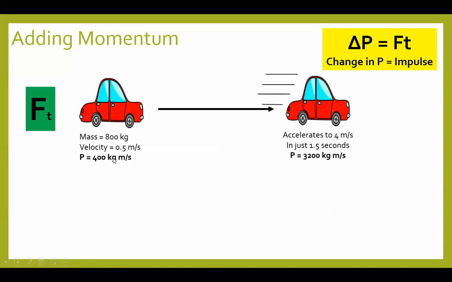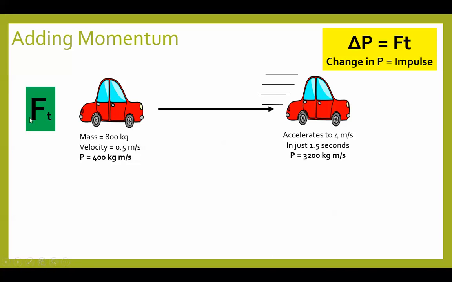And we're going to say that the car speeds up to 4 meters per second. And it does it in just a second and a half. That's pretty quick. So we're going to go from a half to 4 in just 1.5 seconds. So we're going to go from 400 for the momentum up to 3,200 for the momentum. And this time, because our time is so short, a second and a half is not very long, our time is small. That means that our force is going to have to be really big in order for this to work. So if one is small, the other has to be big, and vice versa.